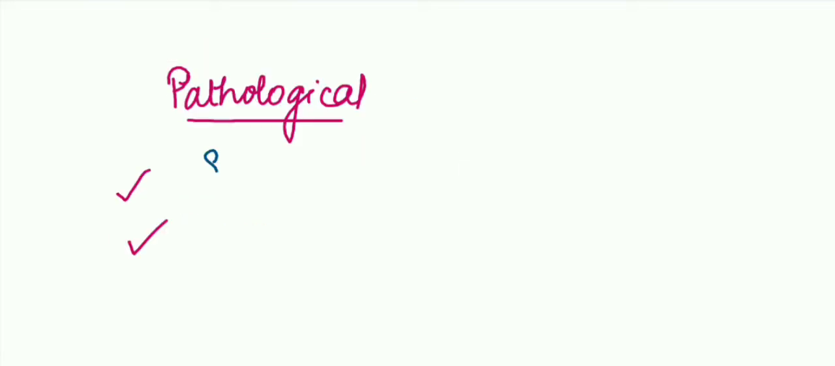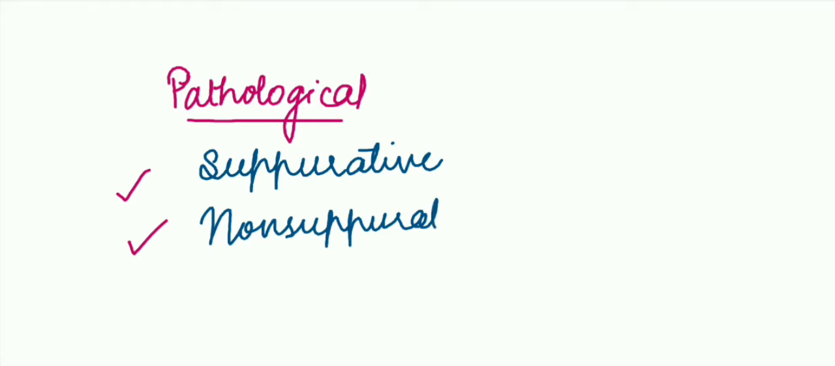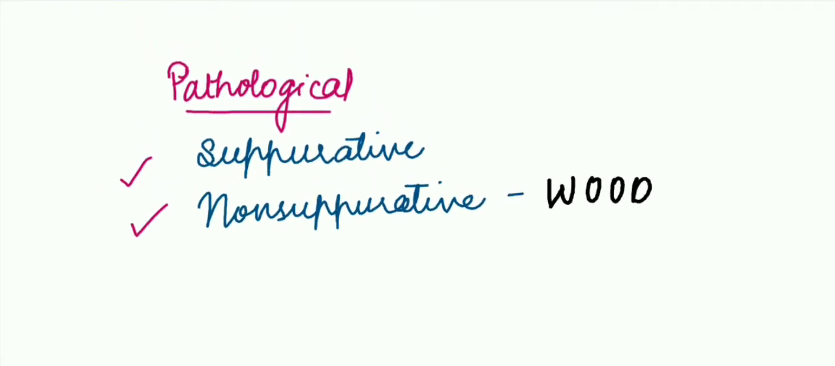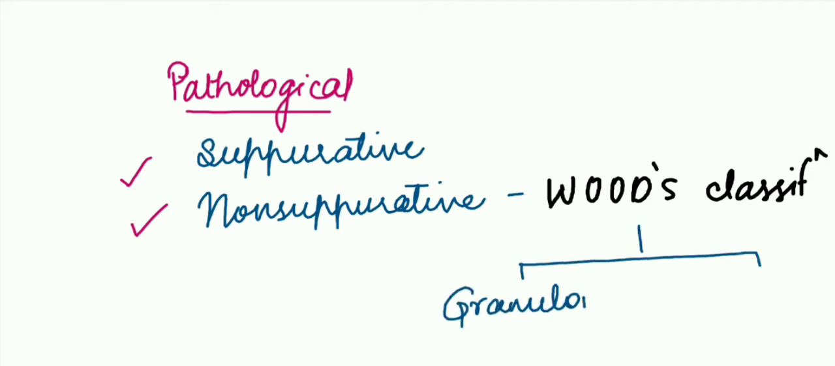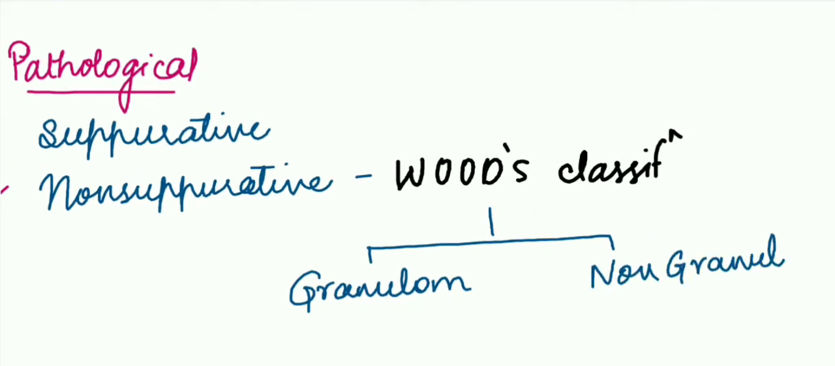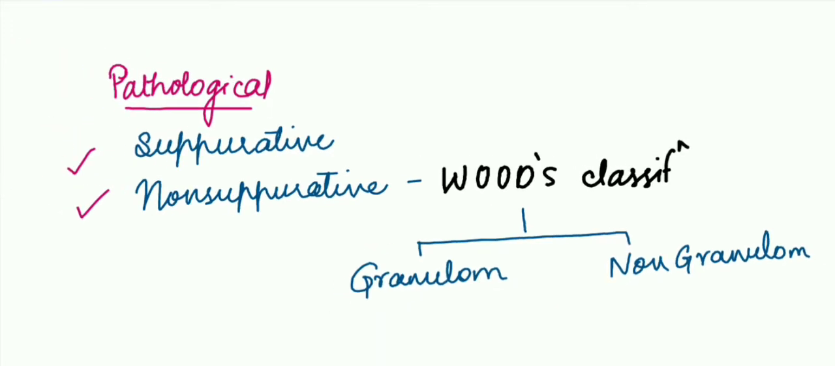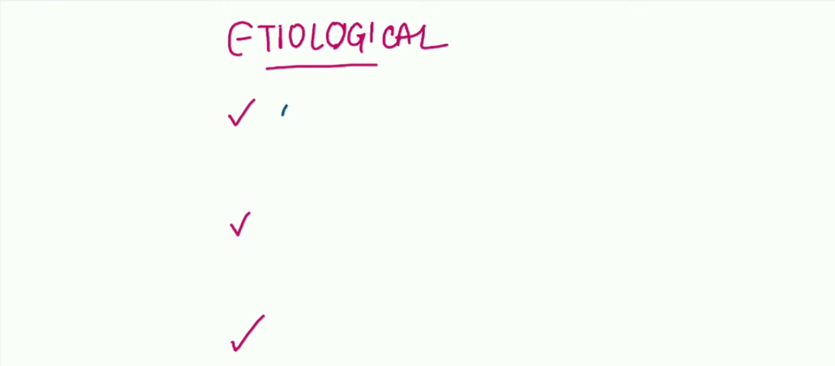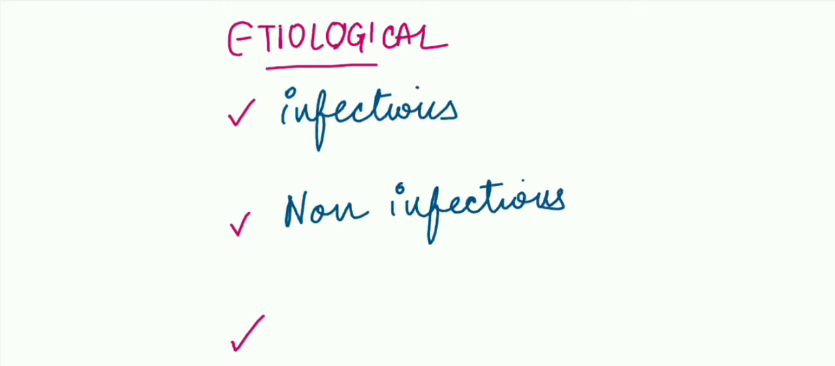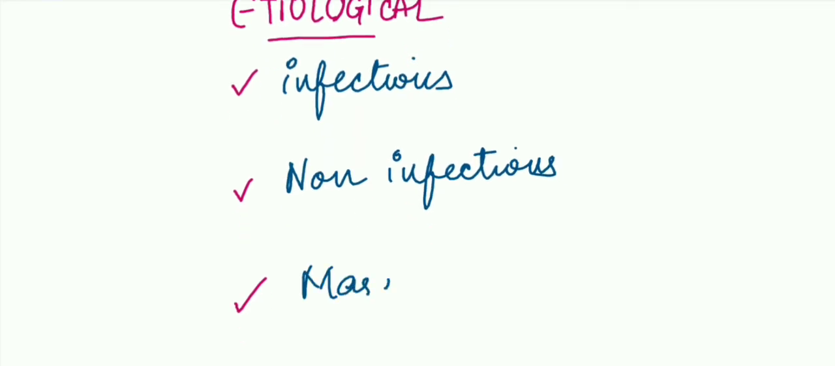And then moving on to the next, that is the pathological classification. We have suppurative and non-suppurative. Again, non-suppurative can be classified based on Wood's classification into granulomatous and non-granulomatous. Then moving on to the last classification, that is etiological, we have infectious, non-infectious, and masquerade syndrome.